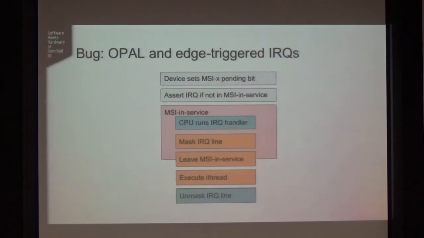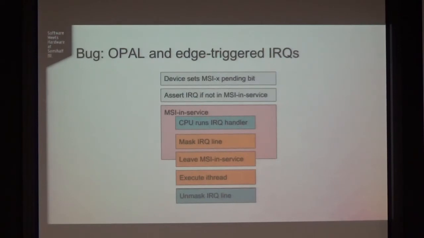In this case, we run the handler and mask the IRQ line, because by FreeBSD specification we need to have the IRQ line masked while we're executing the ithread. And after masking the line, the CPU reset handler clears the MSI in service bit in the PCIe host controller, just to allow further MSI-X to arrive to the system. Next, the ithread is executed, and after everything is completed, the IRQ line is unmasked to allow the next interrupt to be handled.